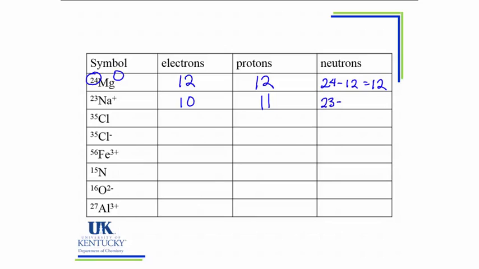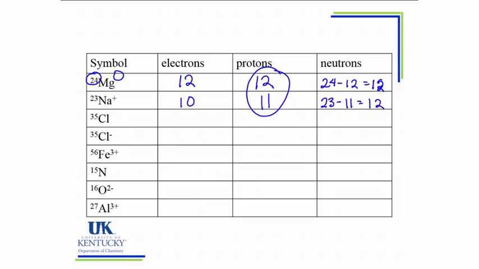We'll take the 23, which is the mass number. We will subtract the number of protons, and we will be left with 12. So here again, we have 12 neutrons. So isotopes aren't things that have the same number of neutrons. These are not isotopes of each other, are they? They have to have the same number of protons first, and then different number of neutrons.